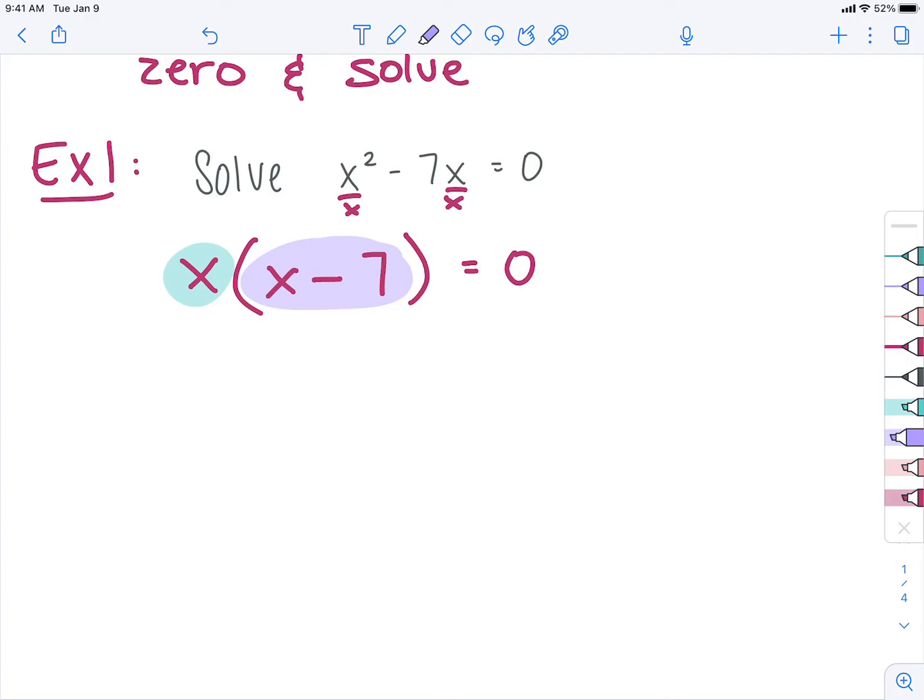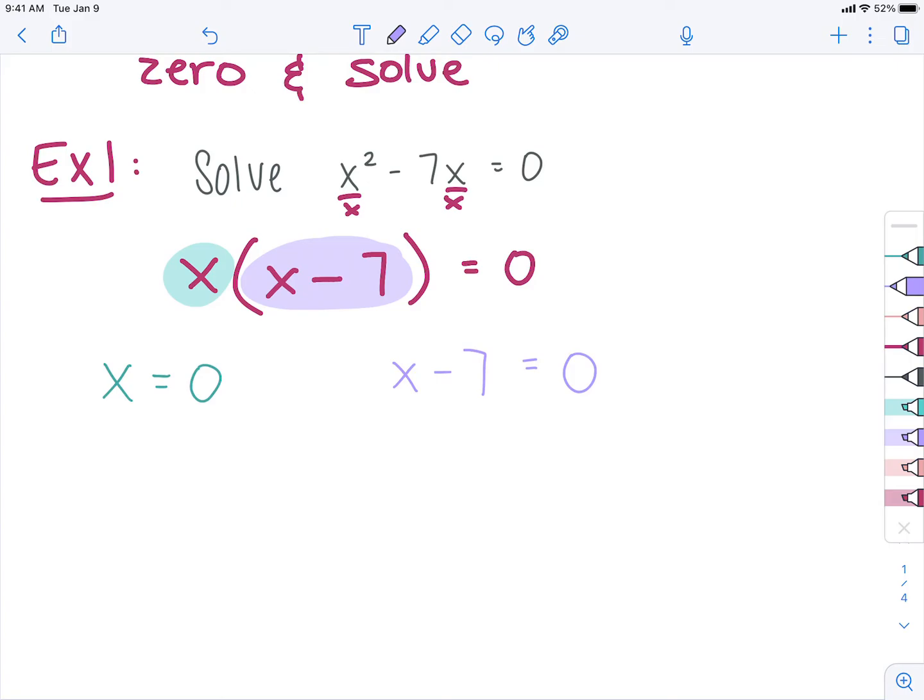So anything that's outside the parentheses is considered your first factor. So x is going to be my first factor. So that's going to be my first equation: x equals 0. And then the inside of my parentheses is my second factor. So x minus 7 equals 0 will be my second equation. And then I'm just solving both of those.